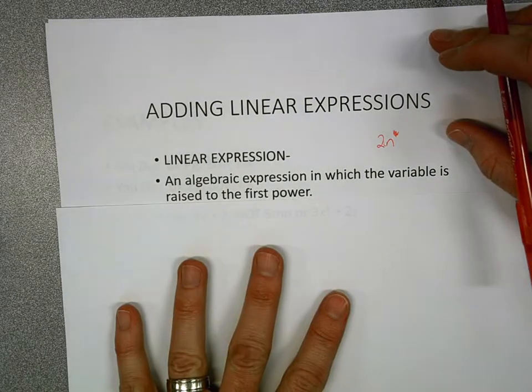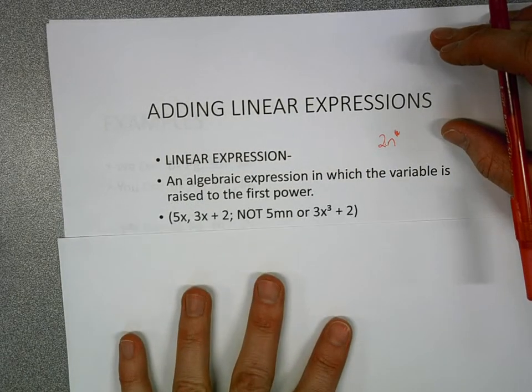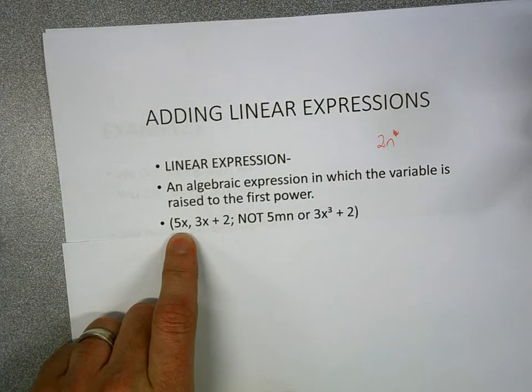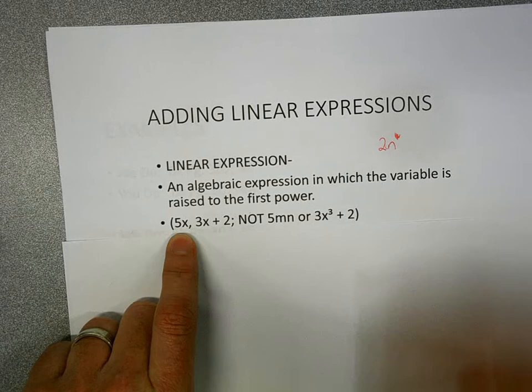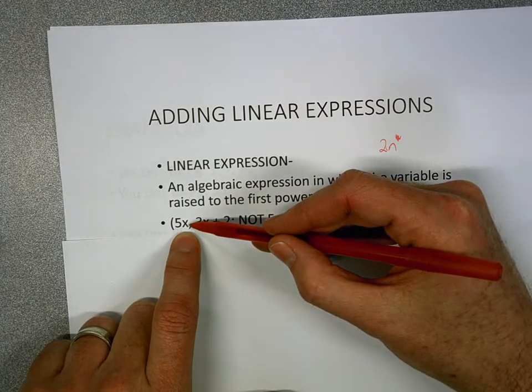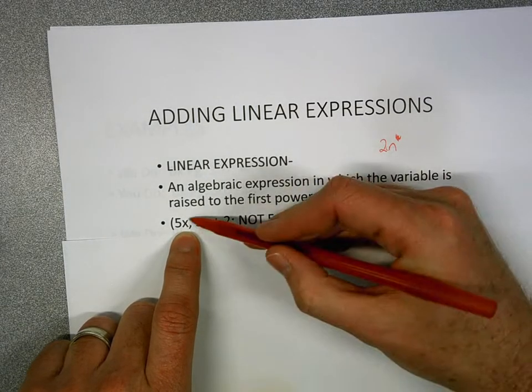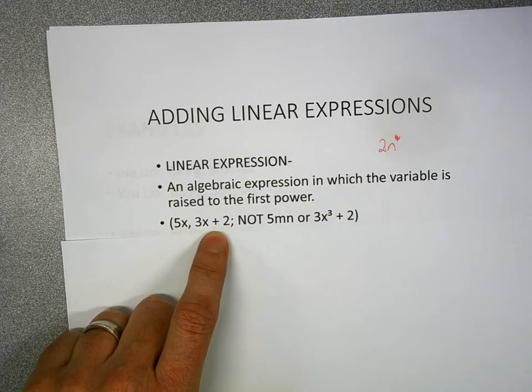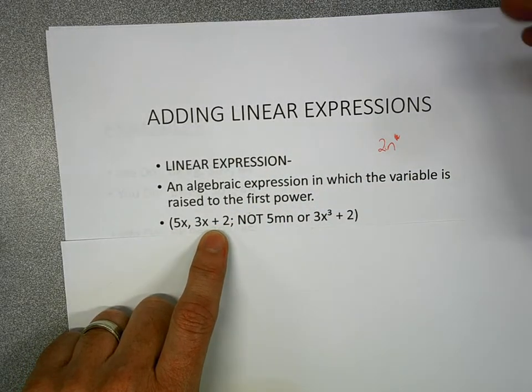Okay? So that's what that's talking about. So here are some examples in your box here. 5x. All right, 5x. So the x is to the first power, right? 5 times x. Another one, 3x plus 2, would be a linear expression.